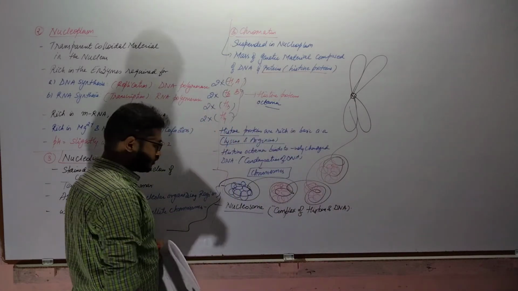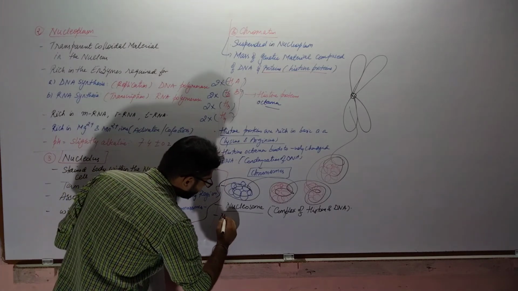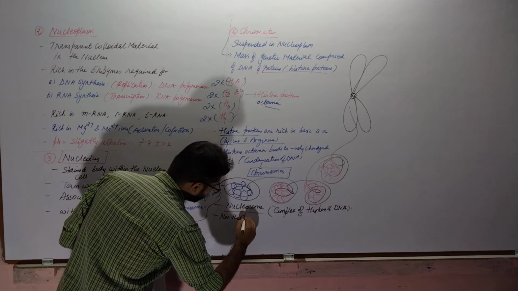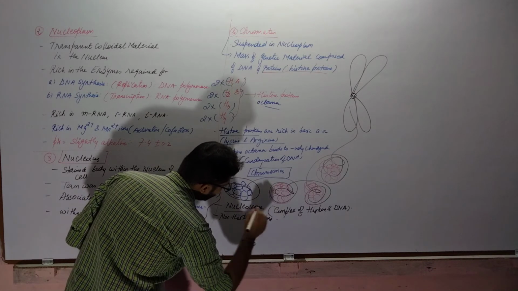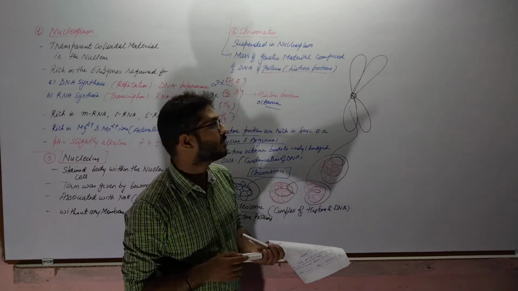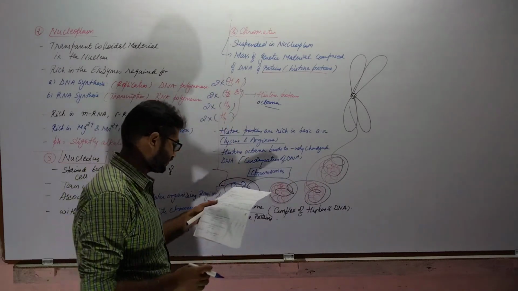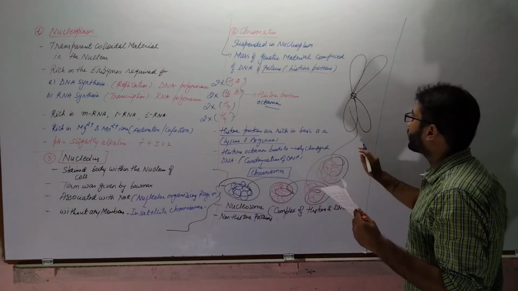Apart from histone proteins, within the nucleus there are non-histone proteins also. The main job of the non-histone proteins is to provide the support, that is structural stability to such structures. Right? Now this gets condensed to form a chromosome.